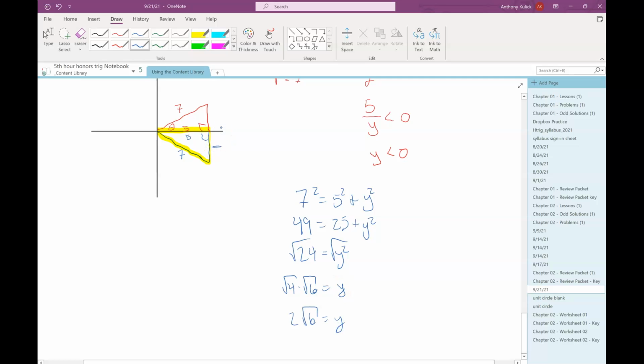So I know the y-coordinate here is negative. We established that already, so I'm going to put the negative sign there. And then the length of that side is 2 square root 6. And now I have everything I need to do sine of theta. So that's going to be y over r, or negative 2 root 6 over 7.